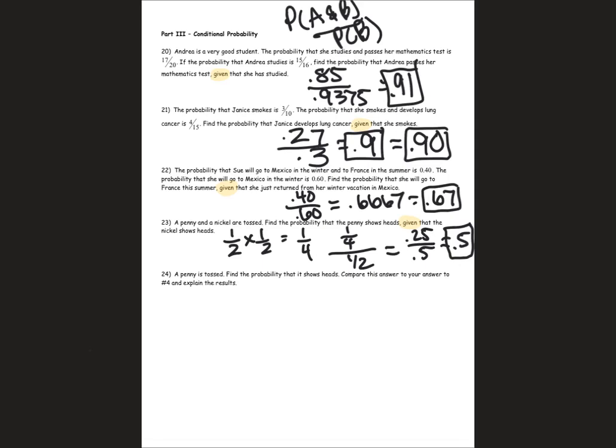All right, a penny is tossed. Find the probability that it shows heads. Compare this answer to your answer to number 23. Okay, now I'm just saying I tossed a penny and I need to find the probability that it's heads. That's just one event. So that is 1/2, because I have two sides. I have tails and I have heads. And I want heads. Okay, so that is my probability.